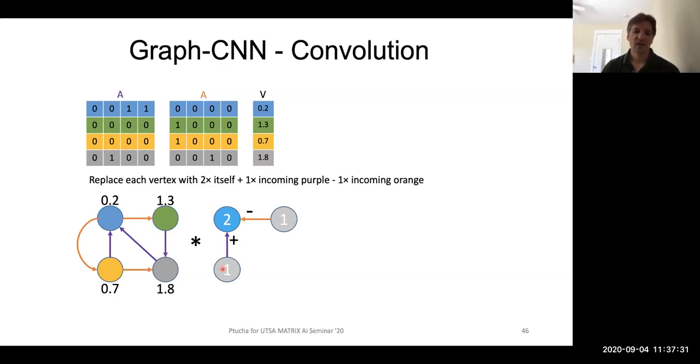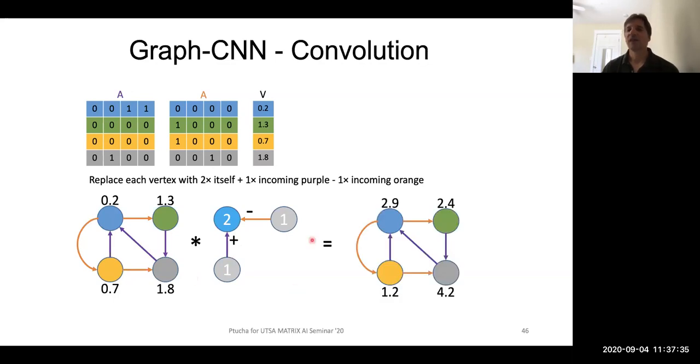I'll give you the answer. So if I convolve this graph with this filter, this is the answer that you get. And you're like, Ray, I don't know about that. Okay, but wait a minute. What did we say? How did we do this? Where does this 2.9 come from?